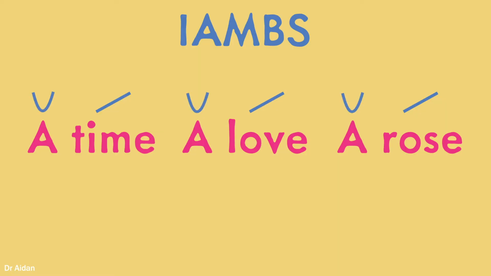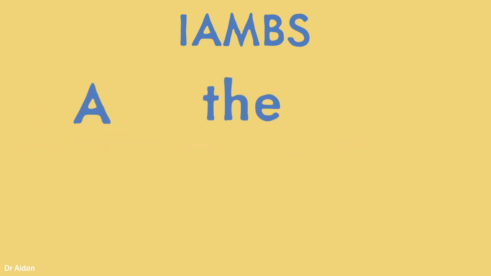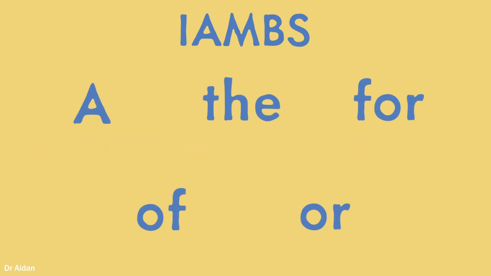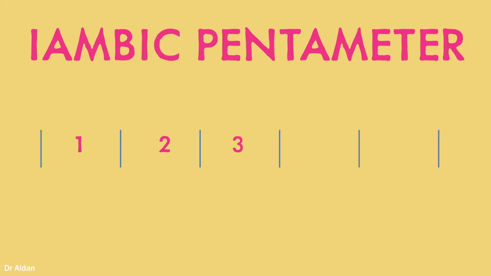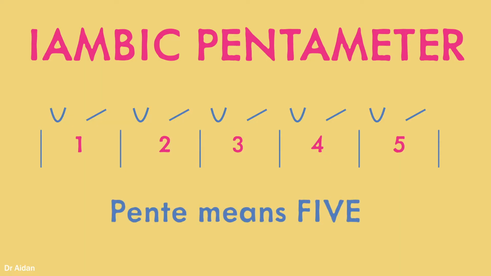In fact, you will often find a less important word like a, the, for, or of placed in these non-stressed positions. Now, there are normally 5 of these iambs in a line of iambic pentameter. Pentameter being a line of verse split into 5 sections or feet. Penta comes from the Greek pente, meaning 5.